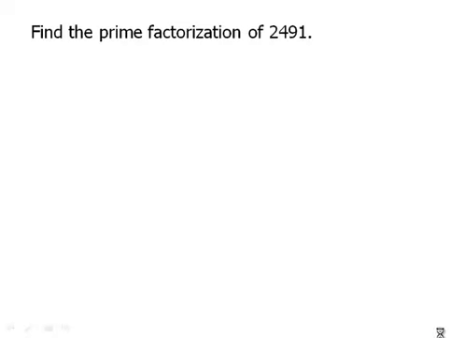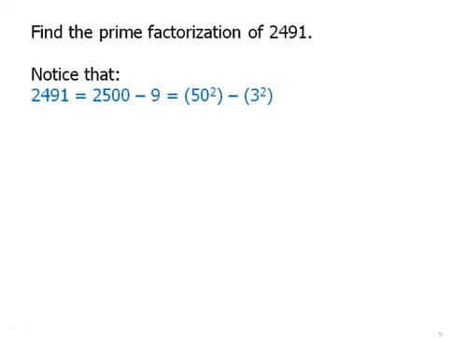Notice this one also is 2500 minus 9. 2500 is 50 squared, and of course 9 is 3 squared. So this is 50 squared minus 3 squared, a difference of squares. We can write this as 50 minus 3 times 50 plus 3. 47 times 53. That is the prime factorization. Those are two prime numbers right there. And again, that would be incredibly hard to find even if you had a handheld calculator at your disposal. But here, we can find it directly and elegantly using the difference of squares.